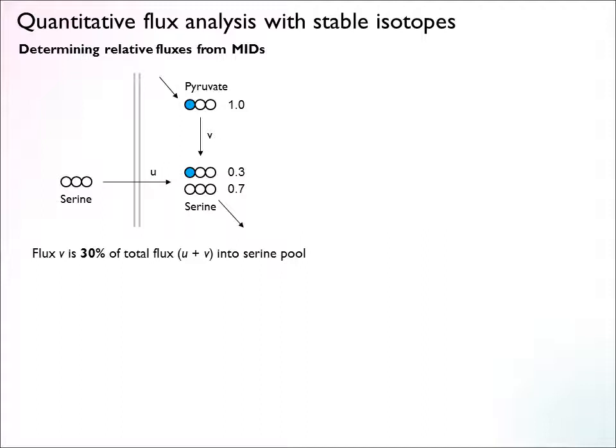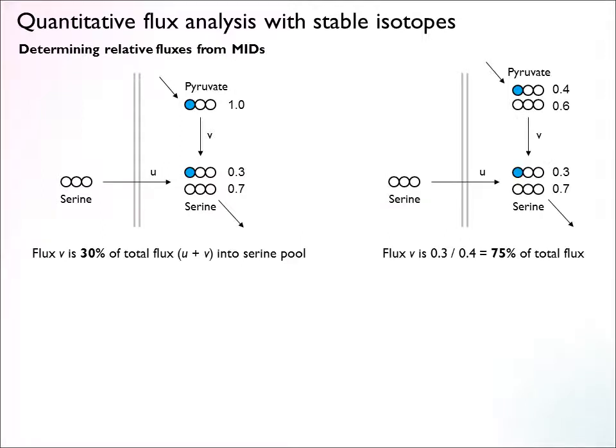But there's a bit of a complication. So here we assumed that we had fully labeled pyruvate. Normally that's not so easy to do in practice. So what if we're only able to get 40% labeled pyruvate into the cells? So we actually have an isotopomer distribution like this. And then we measure serine and it's 30% labeled. Now in this case, how much of the serine is coming from the endogenous synthesis pathway from pyruvate? Well, the reasoning here is that 30% of label here is actually 3/4 of the 40% of label you have up here.